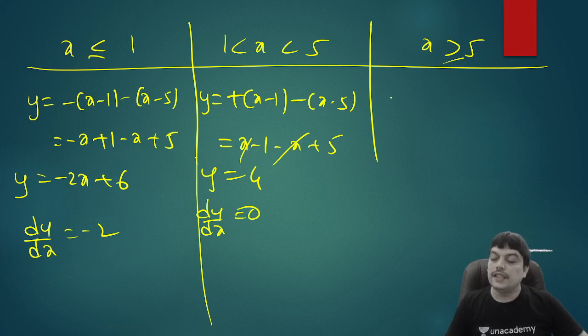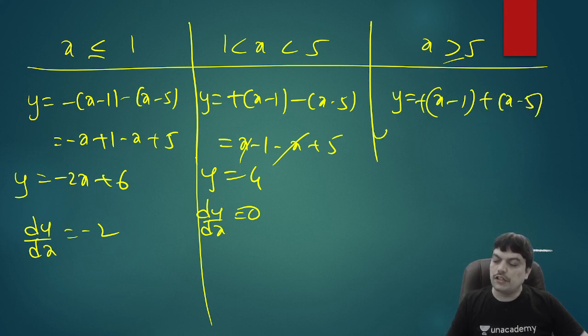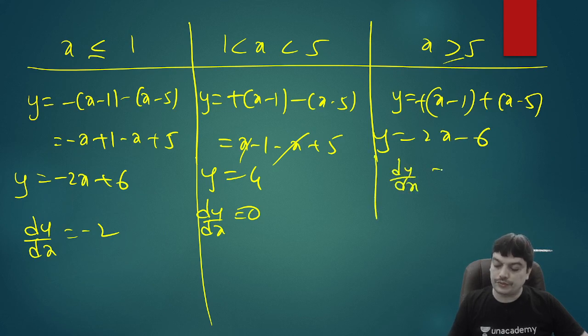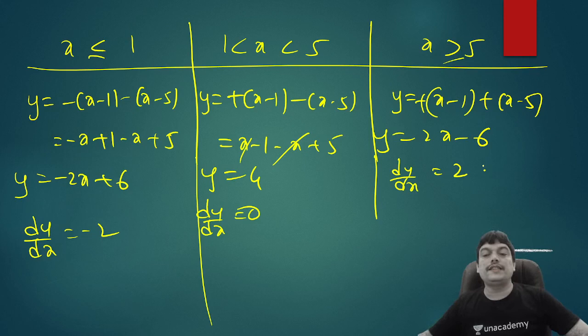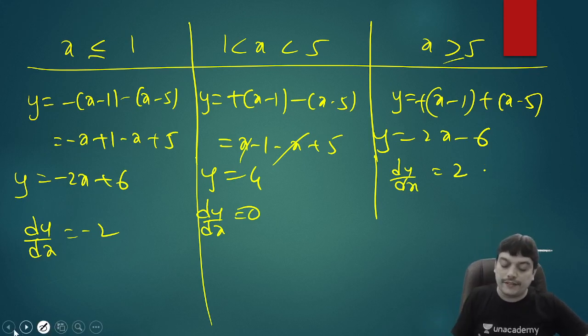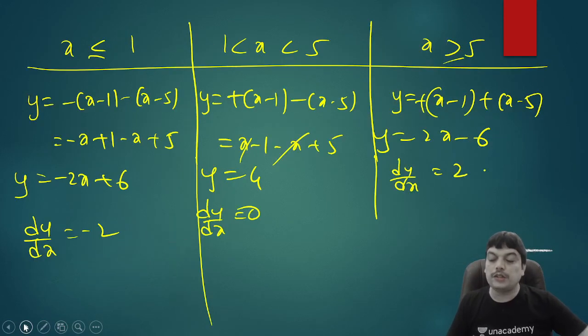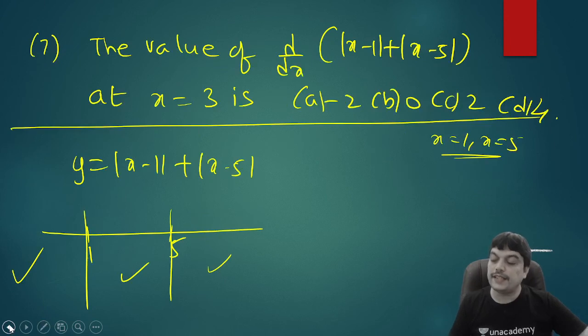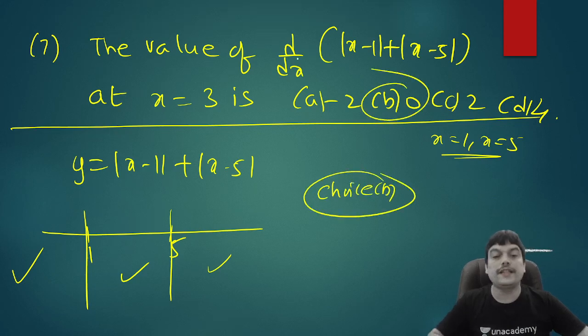And the last case, if x is more than 5, both are positive. So when you open the mod, both will have a plus sign. And that will give you y equal to 2x minus 6. So if you write down the derivative, it is actually giving you 2. So among all the answers, all three are correct, but they ask you the derivative at x equal to 3. So 3 belongs to this interval. Because x equal to 3 belongs to this interval, your answer has to be derivative equal to 0. So you have to mark the answer as dy by dx equal to 0. That is choice B, the correct answer.